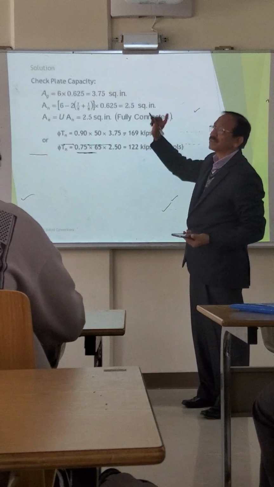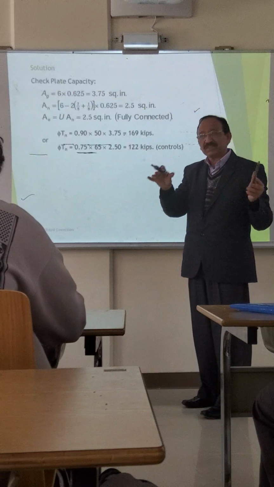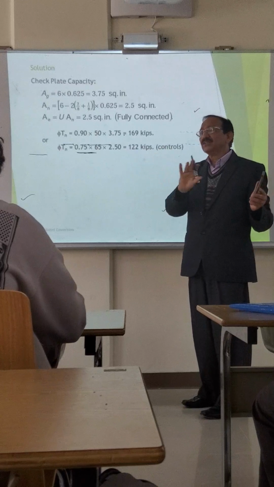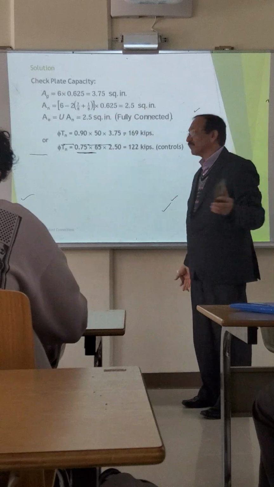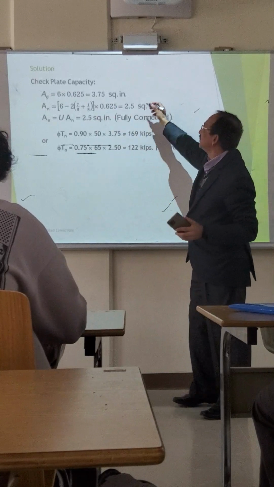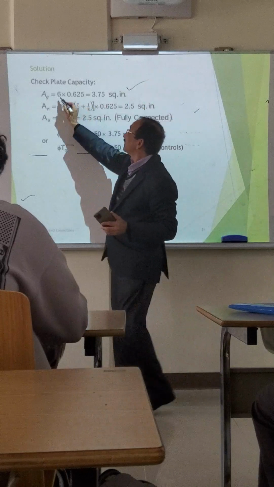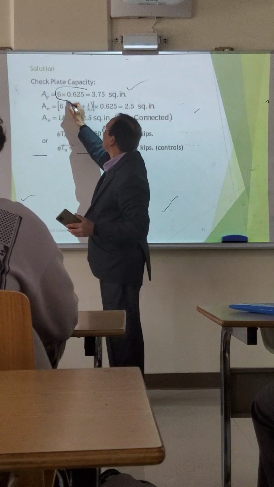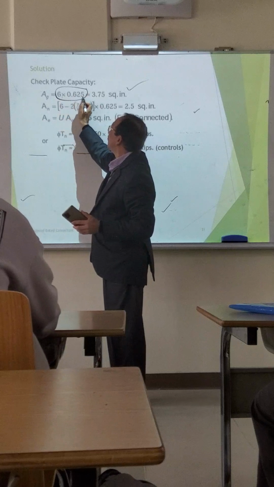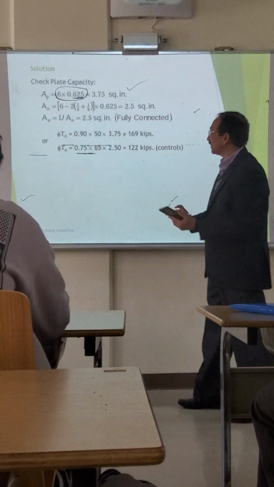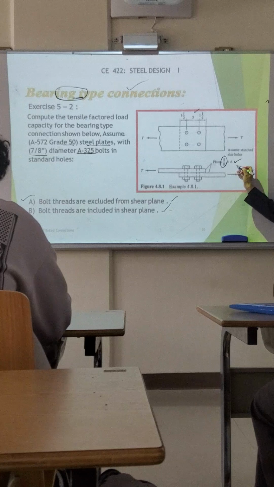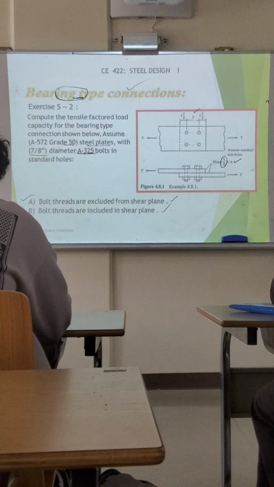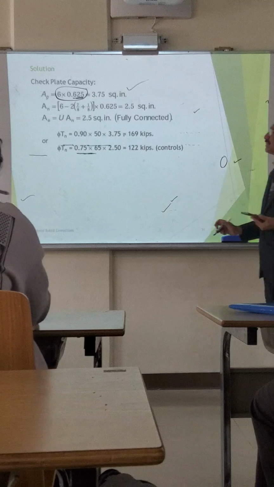Now we come to this. First, we will check how much is the capacity of the plate. Our design should not be more than the capacity of the plate, otherwise it will be uneconomical. So the capacity of the plate is based on the gross area of the plate. You see here, the plate is given as 5 by 8 inch thickness, and the width of the plate is 6. So you get the gross area, and based on that gross area, you will calculate the capacity of the plate.